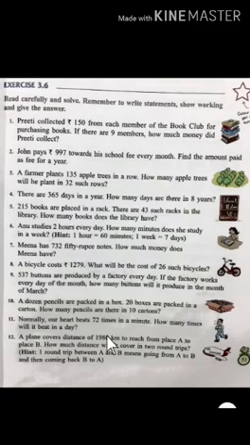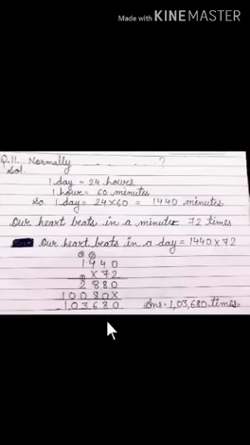Look at this, students. 1 day equals 24 hours. 1 hour equals 60 minutes. So 1 day equals 24 multiplied by 60, and when you multiply, your answer will be 1440 minutes. 1 day equals 1440 minutes.